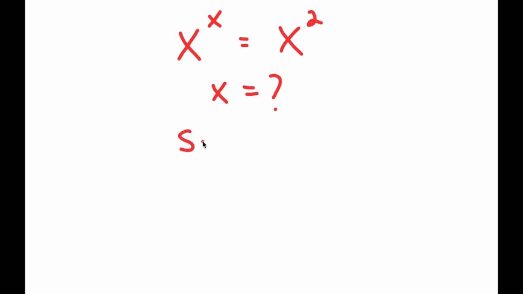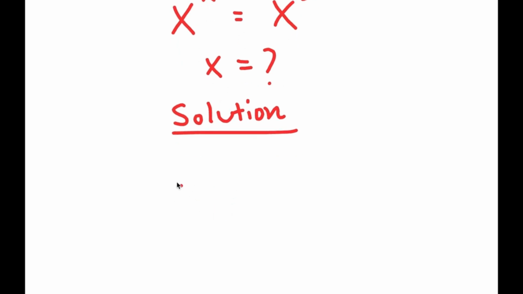Alright, so in this problem, I have x to the power of x is equal to x to the power of 2. So I want to find the value of x here. And for my solution, start by rewriting this as x to the power of x is equal to x to the power of 2.